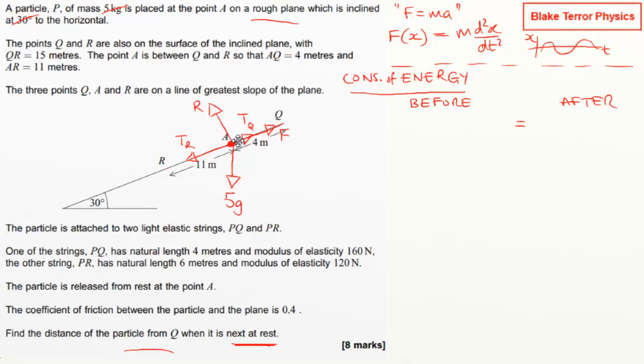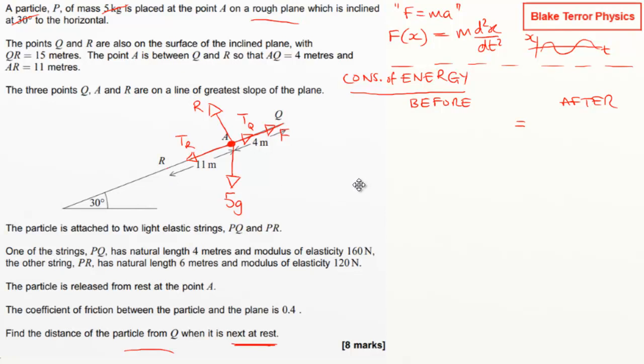So the string going from P to Q, well, that's at its natural length, because P to Q is 4 meters, and that's a 4-meter natural length string. So we've got nothing happening there. But the other one has got a natural length of 6 meters and it's been stretched up to 11. So we do have some elastic potential energy initially. So we need to put all of that in. So let's put that in now then.